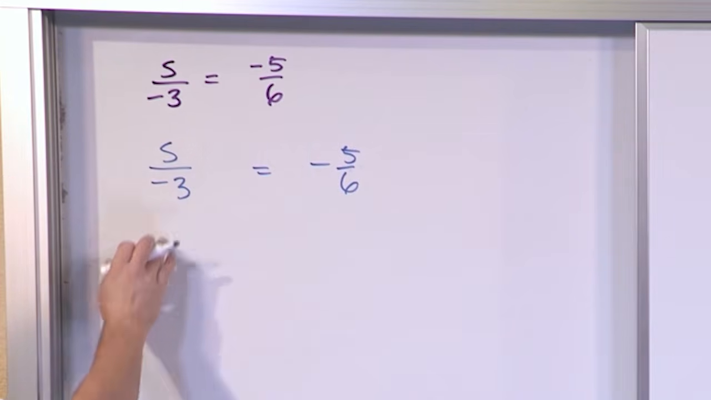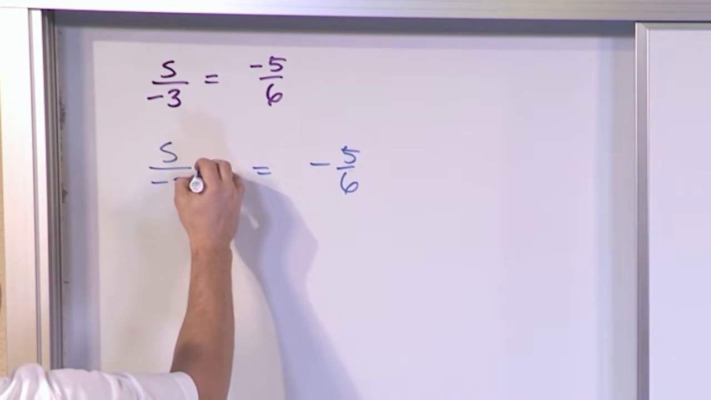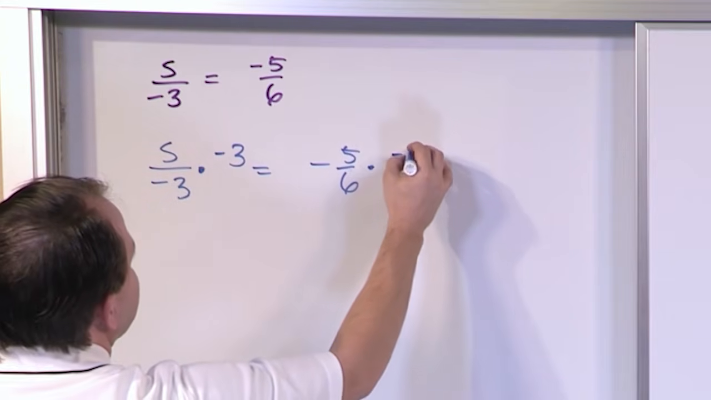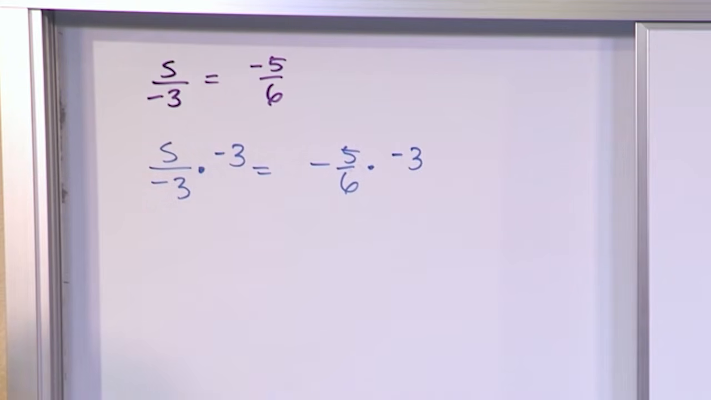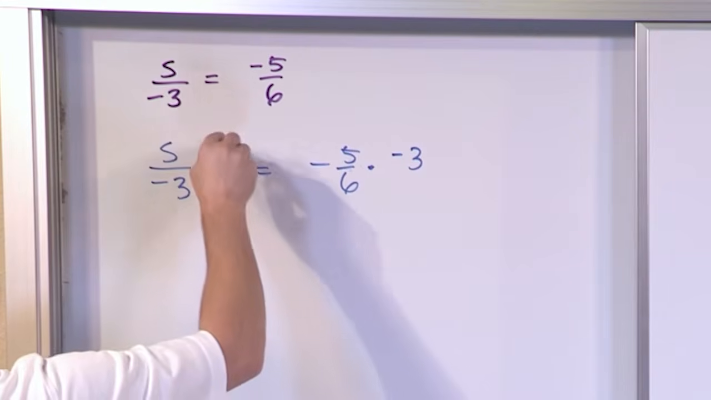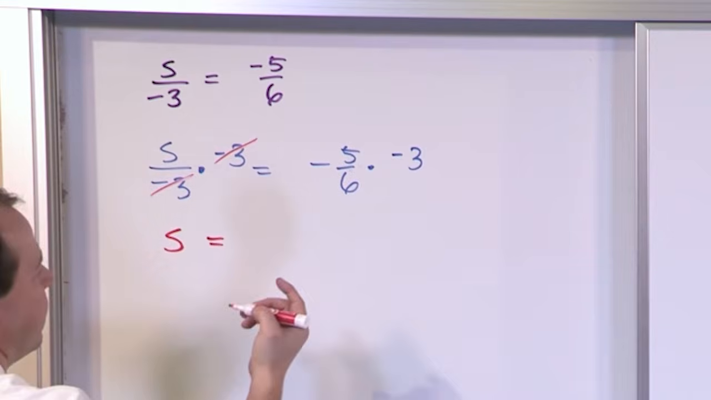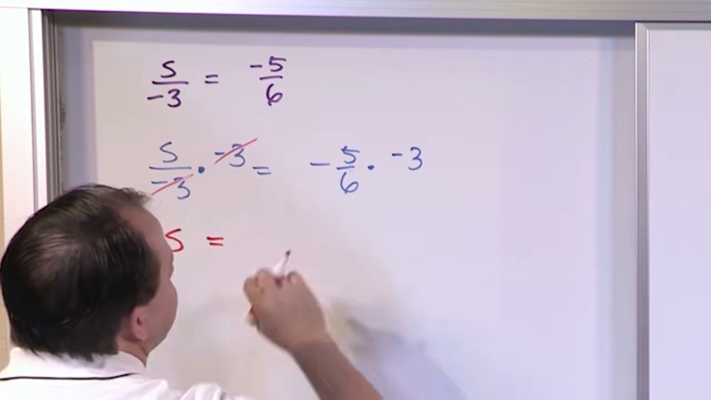How can we get rid of this -3? It's divided over here. We need to multiply by -3 to both sides of this equation. That's the only way we're going to get rid of it. When you do that, the -3 divides out or cancels with the other -3. Okay? And on the left-hand side, all you have is s. Now on the right-hand side, what do you have? We have -5/6 multiplied by -3.